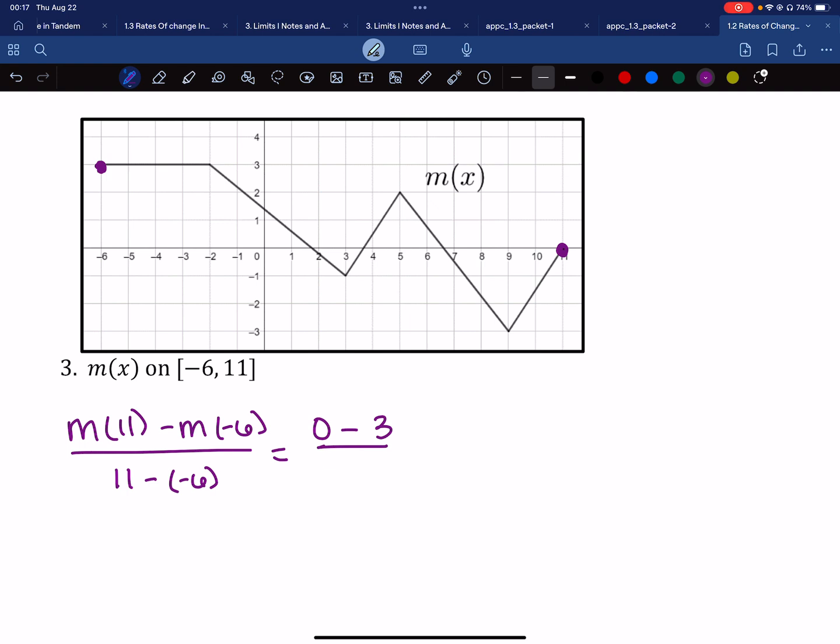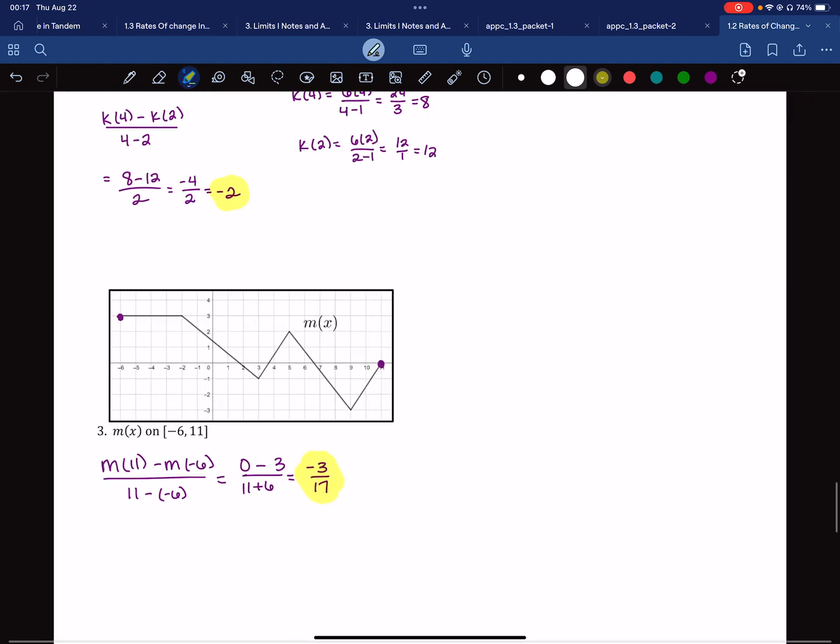11 minus a negative 6 is 11 plus 6. So I get 0 minus 3, which is negative 3. 11 plus 6, which is 17. So my average rate of change is negative 3 over 17.